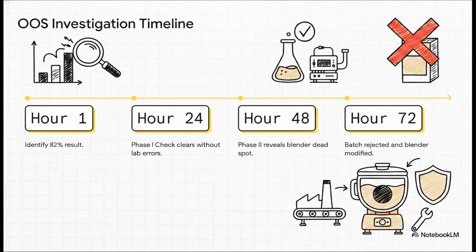Let's trace our detectives on the timeline here. Hour 1, bam, they identify that 82% result. By hour 24, the Phase 1 lab check clears entirely. Fresh reagents, stable machines, zero lab errors. So they escalate to Phase 2.